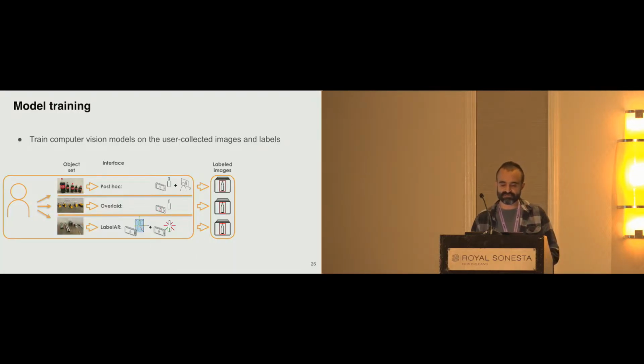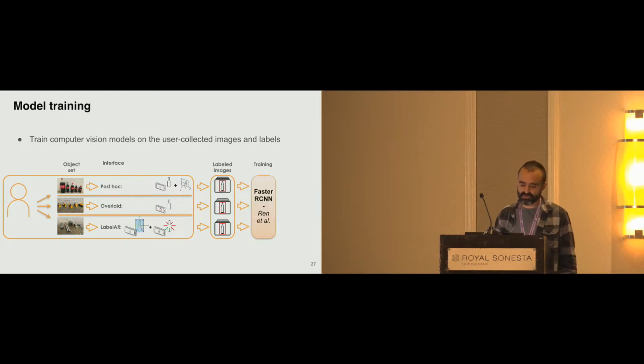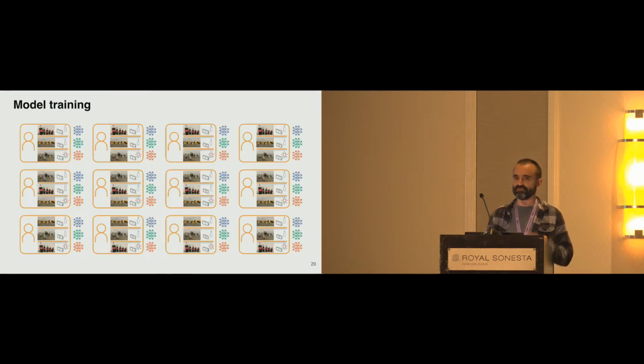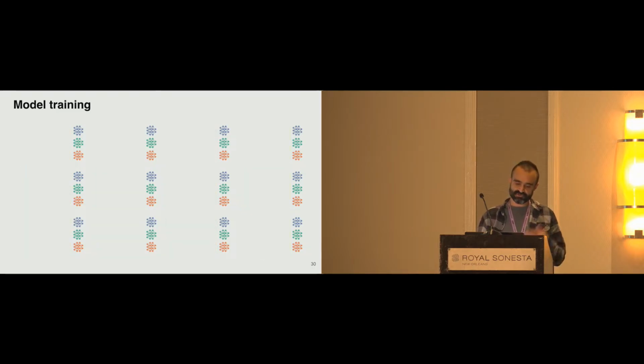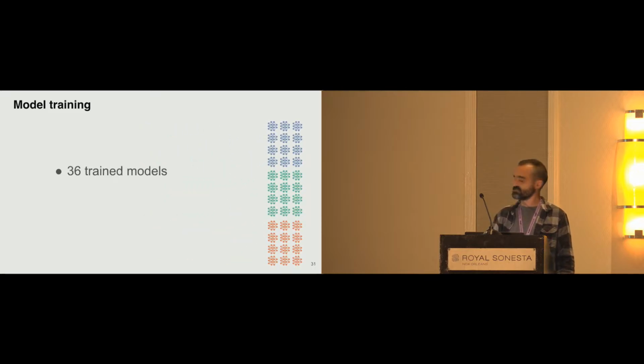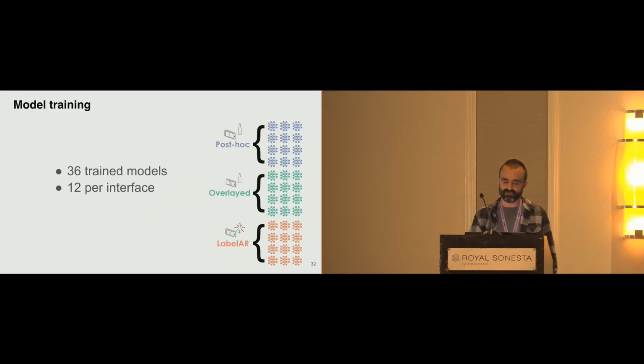After the user data collection is complete, we take their collected images and labels, and we train computer vision object detection models, particularly a FasterRCNN model, resulting in 3 separate trained models, 1 for each interface. And we repeat this process for all 12 users. This results in 36 trained detection models, and those cluster into 12 models per interface.